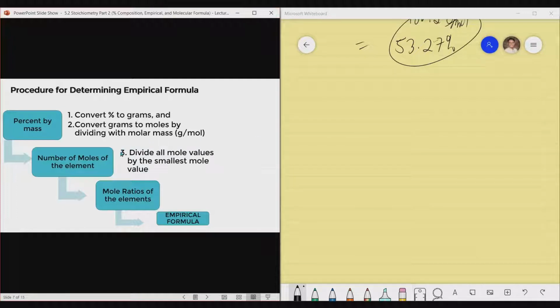We divide all mole units by the least value of the mole unit, the smallest mole value, and then change to integer subscripts. So whatever the quotient from number 3, that will be the subscript of your empirical formula. Okay? So, pakita ko na lang. Let me give an example.